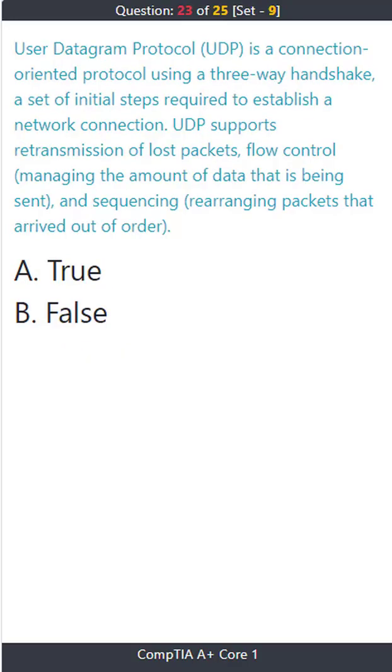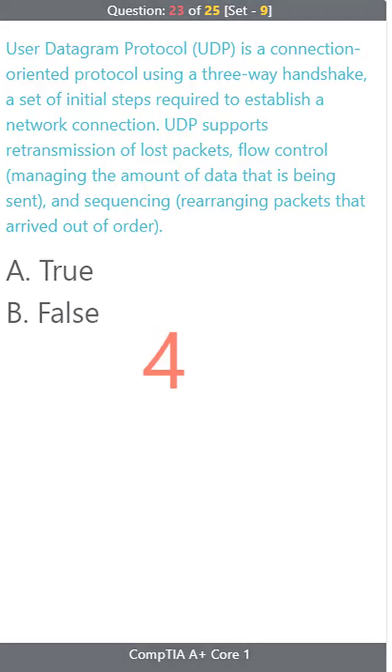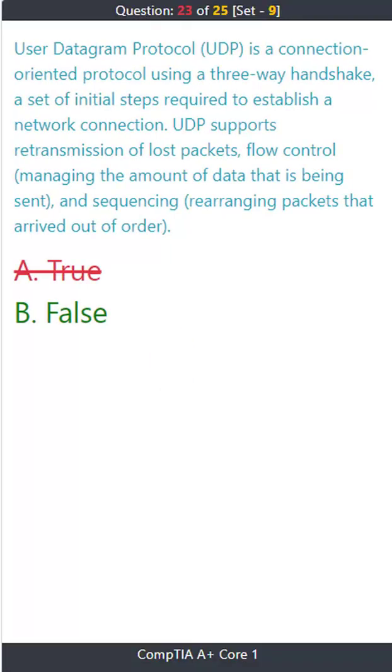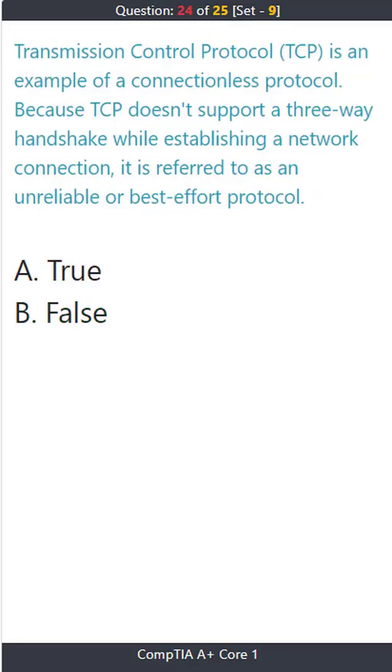Question 23. User Datagram Protocol, UDP, is a connection-oriented protocol using a three-way handshake, a set of initial steps required to establish a network connection. UDP supports retransmission of lost packets, flow control, managing the amount of data that is being sent, and sequencing, rearranging packets that arrived out of order. A. True, B. False. The correct answer is B. False.